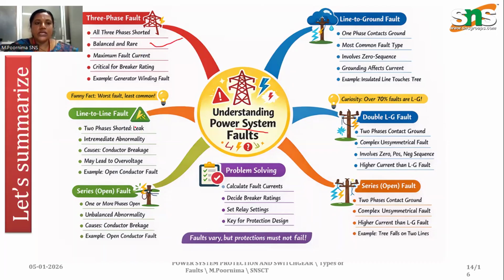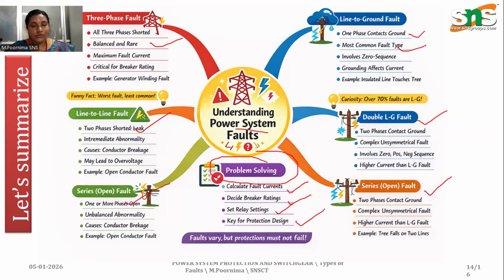We have the three-phase fault, line to line fault, series open fault, and double line to ground fault. Problem solving with these faults means calculating fault current, deciding breaking rating, setting the relays, and protection design. One-phase contact to the ground is the most common type of fault, involving zero sequence and ground effects.